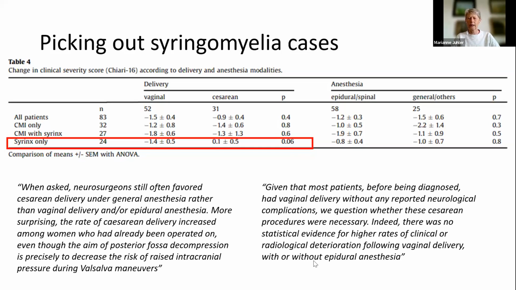Further, the paper quotes that given that most patients before being diagnosed had vaginal delivery without any reported neurological complications, so these were the patients who were diagnosed later, we question whether these cesarean procedures were actually necessary. Indeed, there was no statistical evidence for high rates of clinical or radiological deterioration following vaginal delivery with or without spinal anesthesia. And this is, of course, because more than half of these patients had not been diagnosed with their syringomyelia or their Chiari prior to pregnancy and delivery.